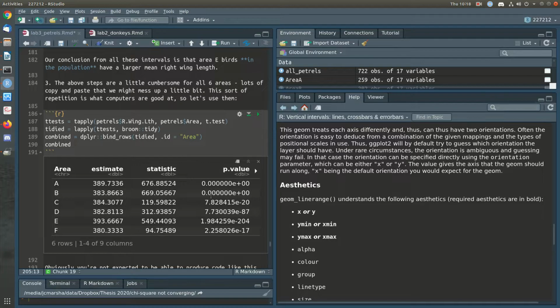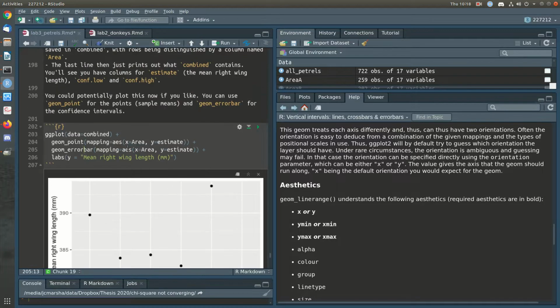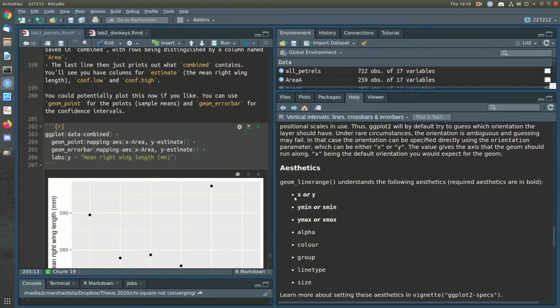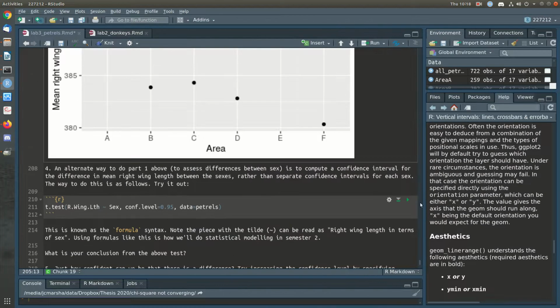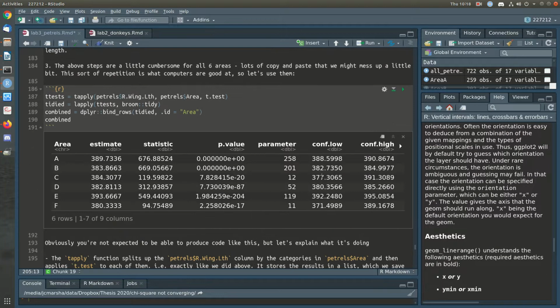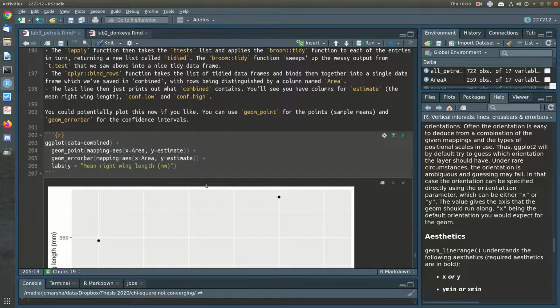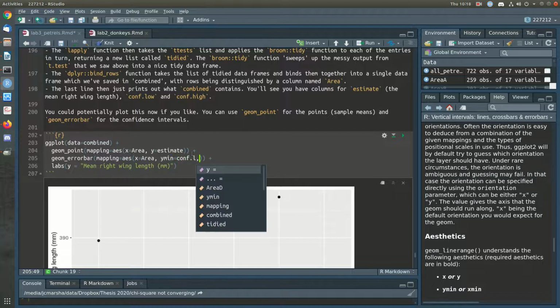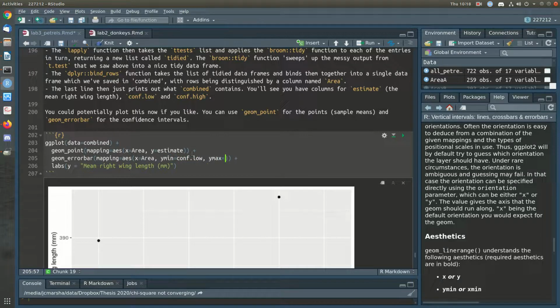So that's the things that are inside our aes bit down here. Take in x, ymin and ymax. So instead of a y, it takes in ymin and ymax. And that's of course because we need our confidence low and confidence high. So we want to take confidence low, that'll be ymin, confidence high will be ymax. So ymin, conf low, and ymax, conf high.